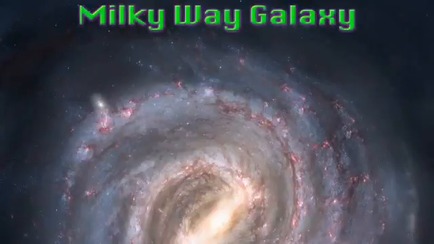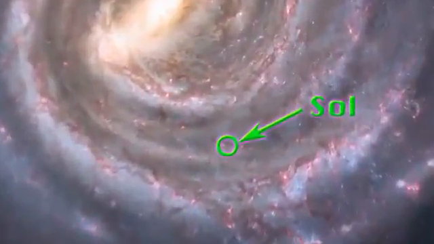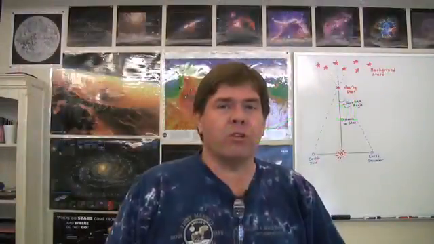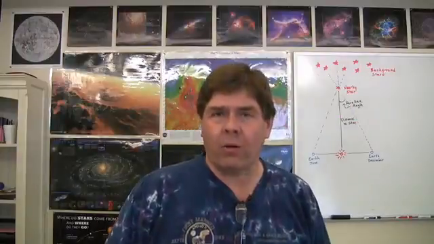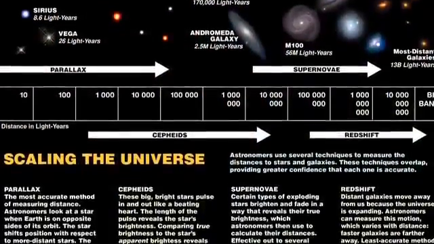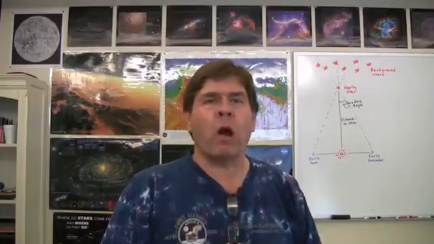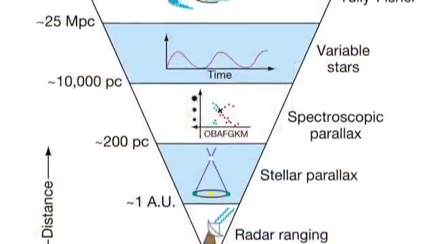Compared to the scale of our Milky Way galaxy, which is 100,000 light years across, 500 light years is still just in our local neighborhood. Astronomers use a scale called the distance ladder, with a series of overlapping techniques that allow us to extend beyond 500 light years out to the edge of space. But it all depends on the first rung of the ladder, which is the parallax measurements.